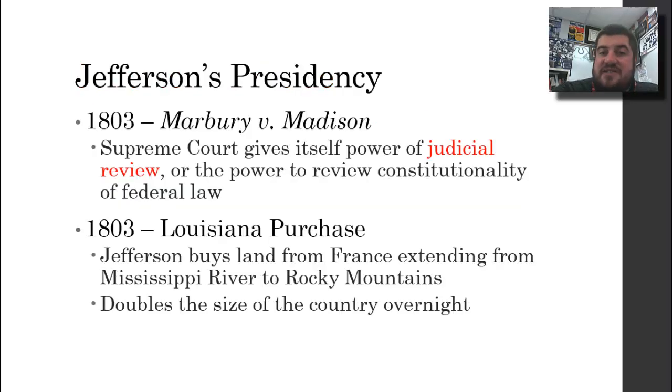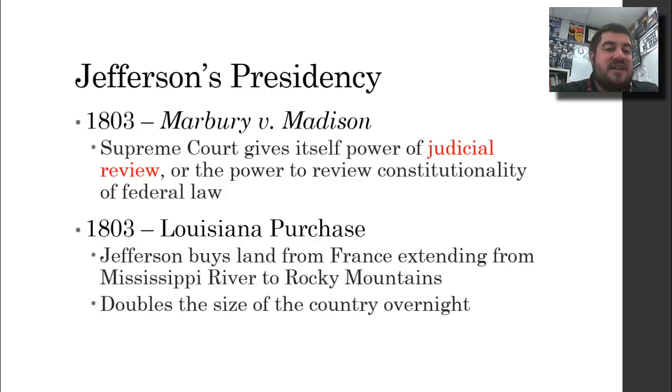The major events of Jefferson's presidency are the case of Marbury versus Madison and the Louisiana Purchase. Basically, the case of Marbury versus Madison, the Supreme Court case, you don't need to know the specifics of it, but know that the Supreme Court gives itself the power of judicial review. And judicial review is the power to review the constitutionality of federal law.